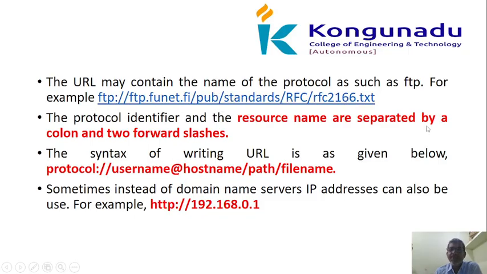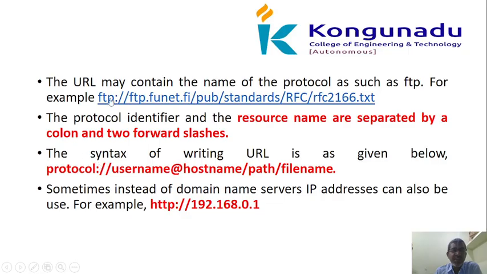It may be web. Okay. So here they have given an FTP colon and forward slash, with some address, to retrieve the particular file. The protocol identifier and the resource name are separated by a colon and two forward slashes. Already told, so there is a colon and then two forward slashes. The syntax for writing a URL is given below.